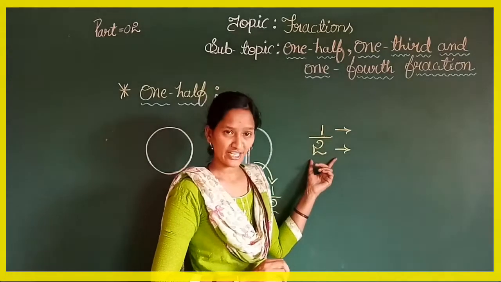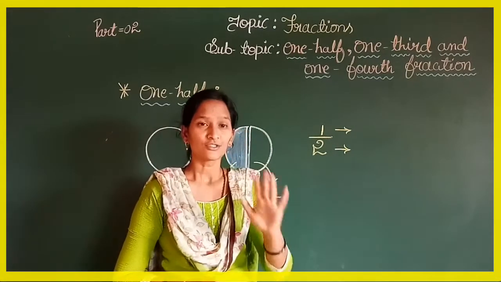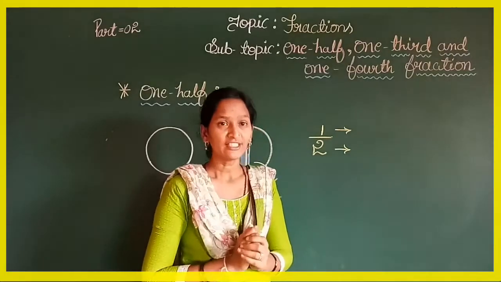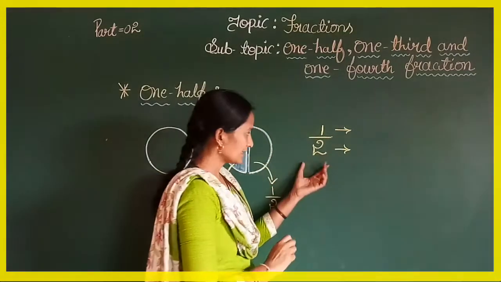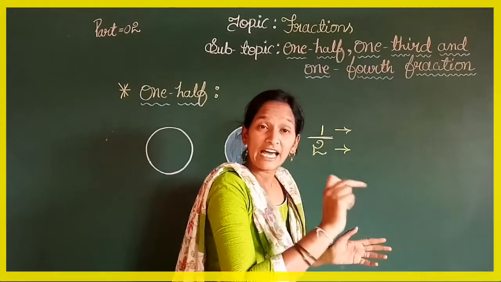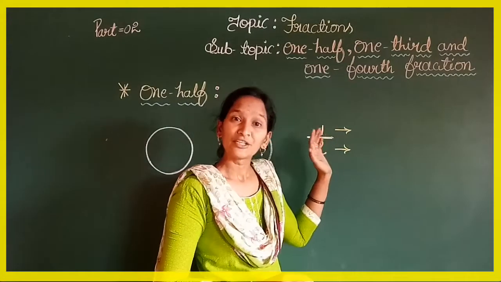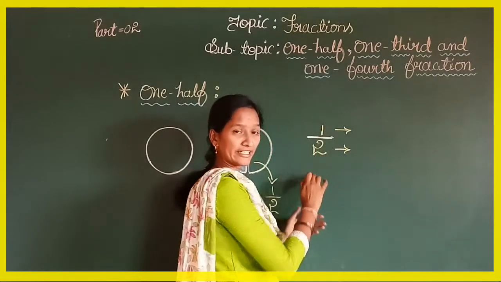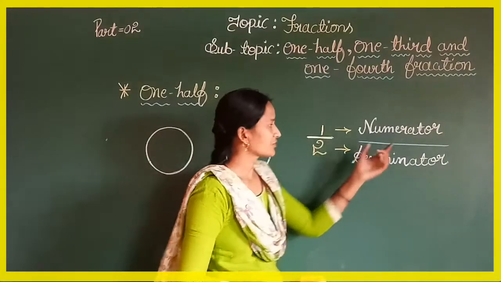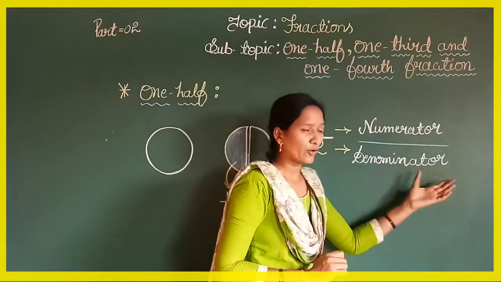Look here, this is a fraction, right? This fraction contains two parts. Do you know which are those? You don't know, right? In a fraction there are mainly two parts. The first one is the numerator and the second one is the denominator. In this fraction, the numerator and denominator are separated by a line. Above this line is the numerator and below this line is the denominator. In a fraction, the number written above the line is called the numerator. The number written below the line is called the denominator.